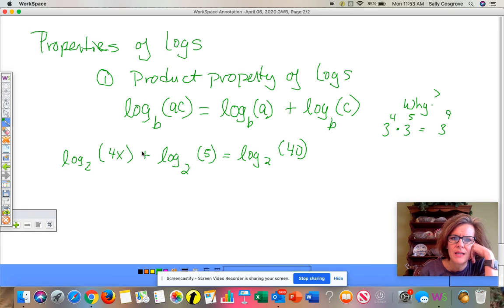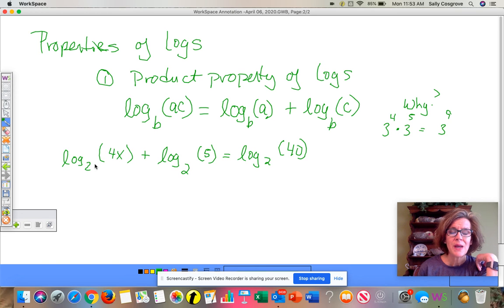Well, I noticed that I'm adding 2 logs. What property do I know that involves adding? Oh, look, right here, the product property. When I add 2 logs, I can condense it this way. So what am I going to end up doing with the arguments of each log? Multiplying them together, right? So I can rewrite this.